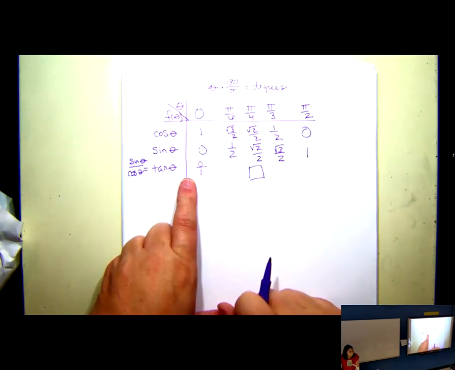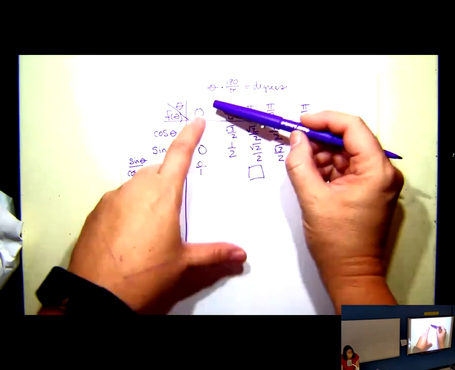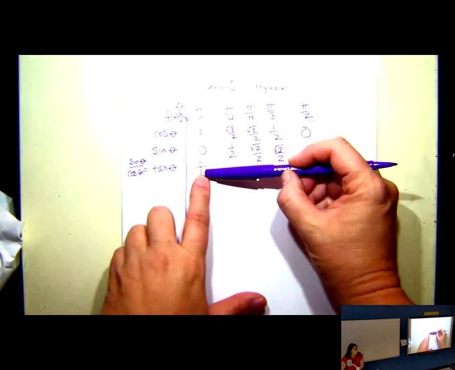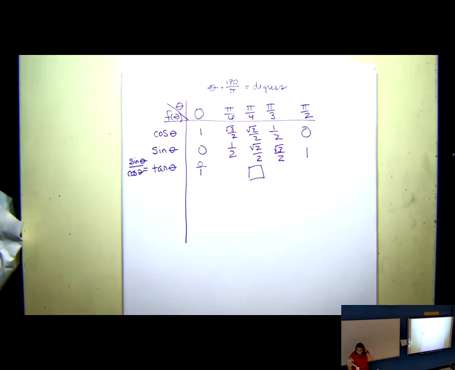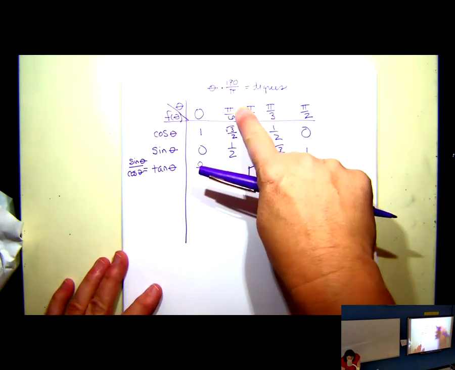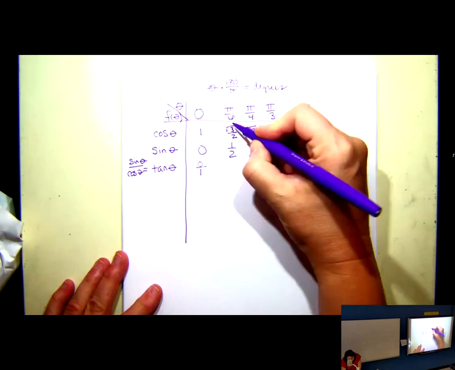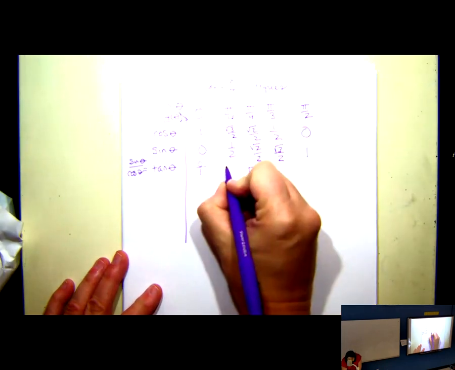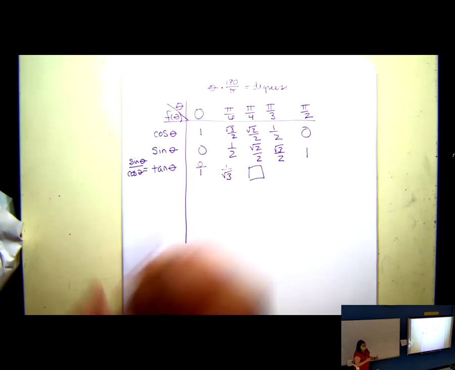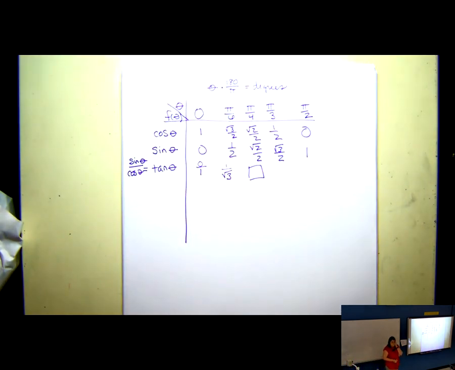Tangent of 0 is 0. Tangent of 0 radians is the ratio 0, which is unitless. Tangent of pi over 6 is 1/2 divided by square root 3 over 2. You can cancel a factor of 1/2 top and bottom. So 1 over 2 divided by square root 3 over 2 will reduce to 1 over square root of 3. Cancel out the 2's.